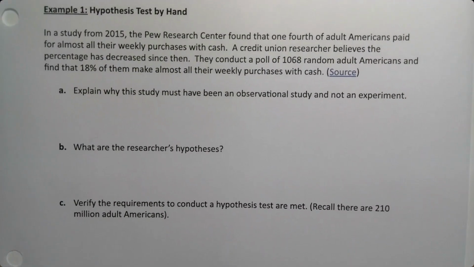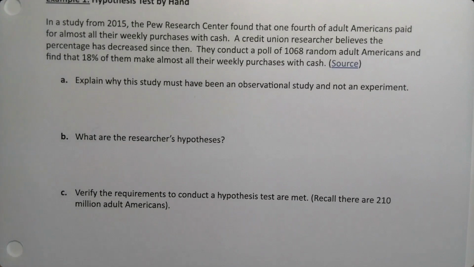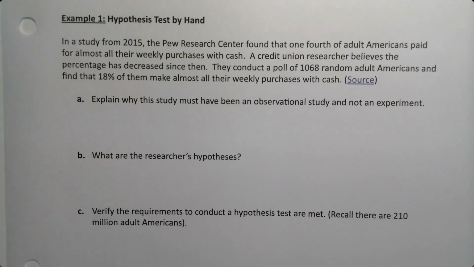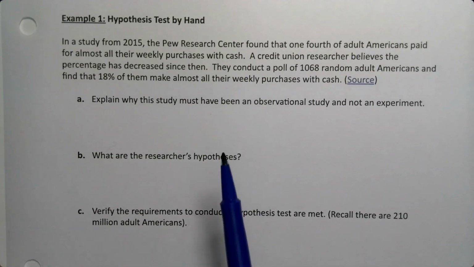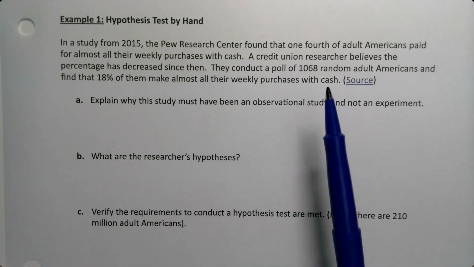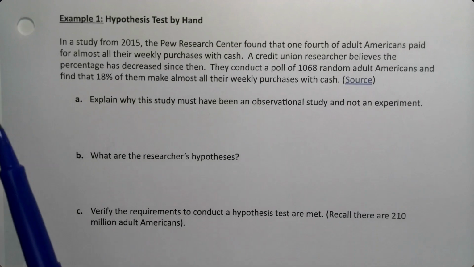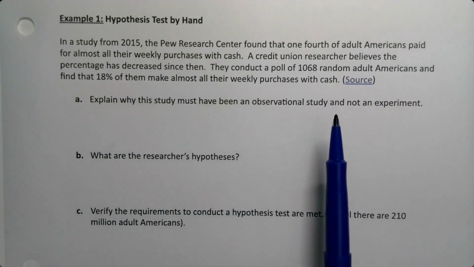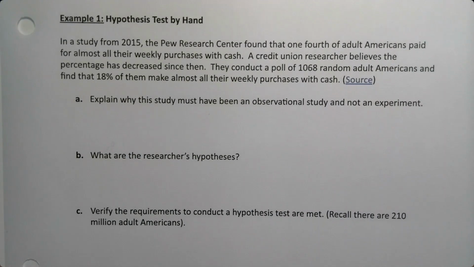So in a study from 2015, the Pew Research Center found that 1/4 of adult Americans paid for almost all their weekly purchases with cash. A credit union researcher believes the percentage has decreased since then. They conduct a poll of 1,068 random adult Americans and find that 18% of them make almost all their weekly purchases with cash. And yes, this comes out of a real study, actually, a couple real studies.